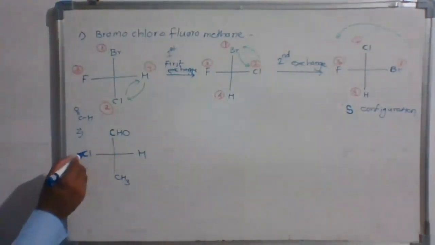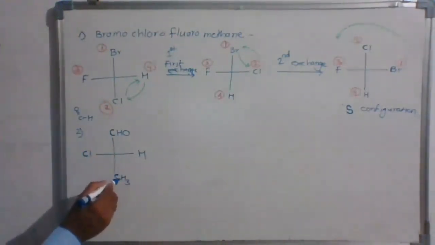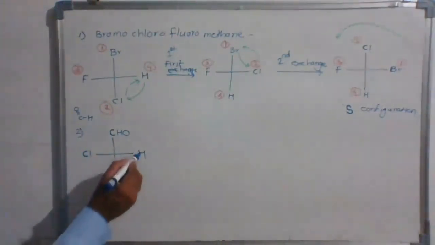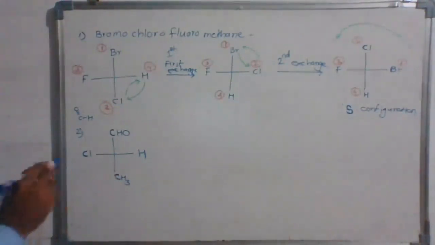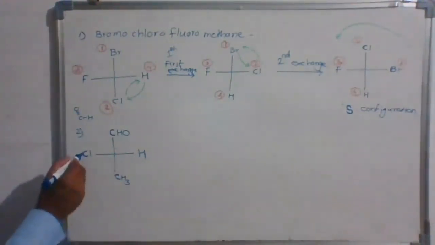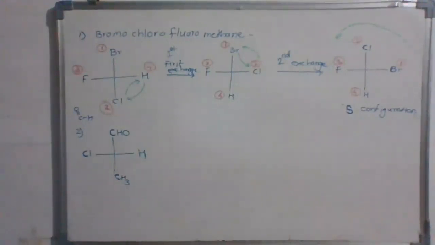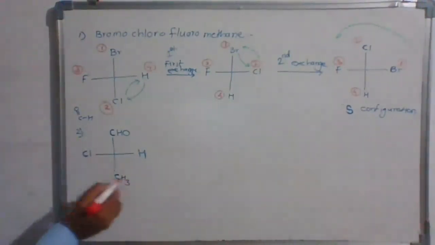On this side, directly attached atom is chlorine. Here again carbon is directly attached, and here hydrogen is directly attached. So which group will get first priority? Obviously this chlorine will get first priority because it is having highest atomic number among these.